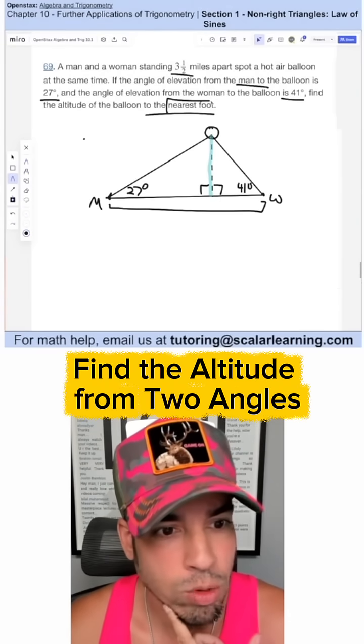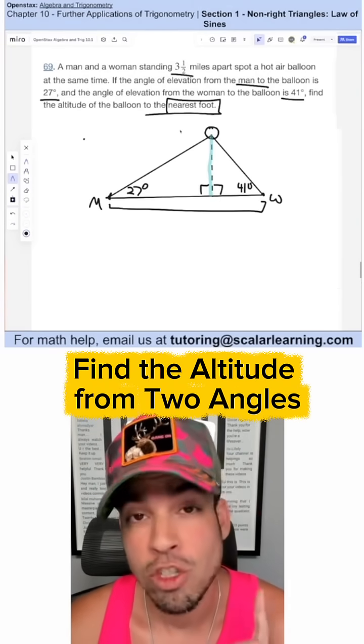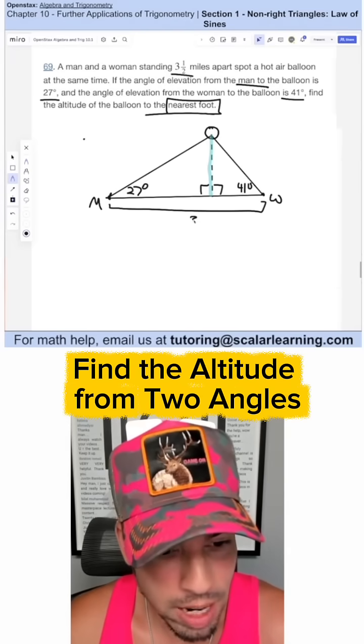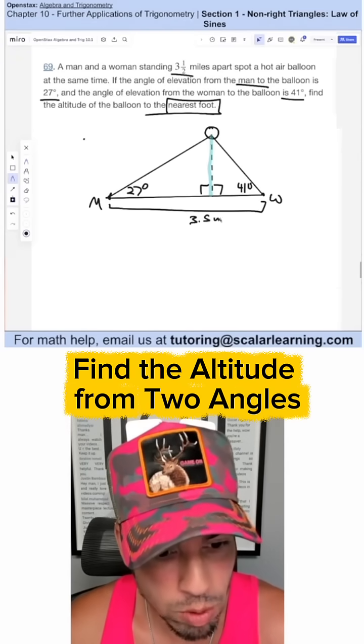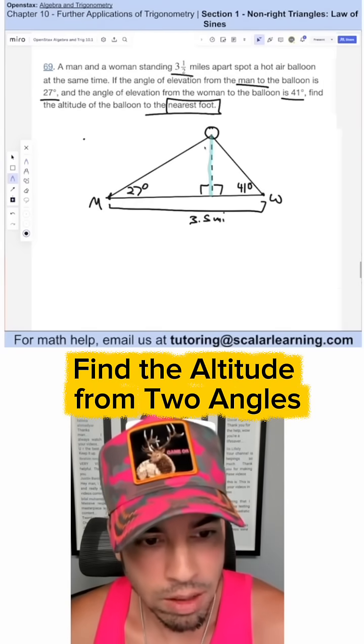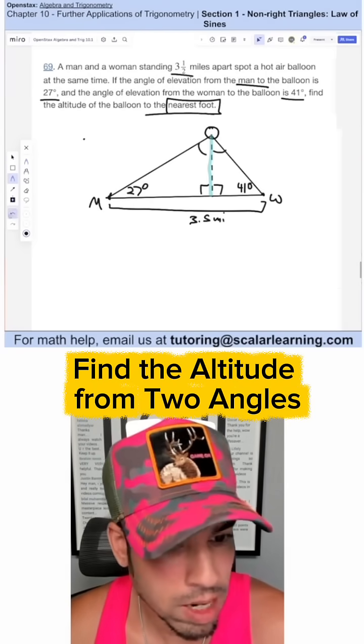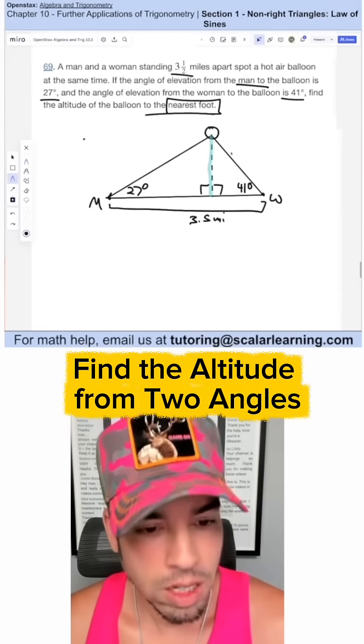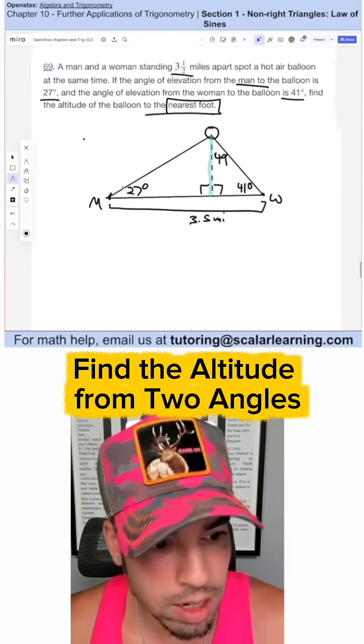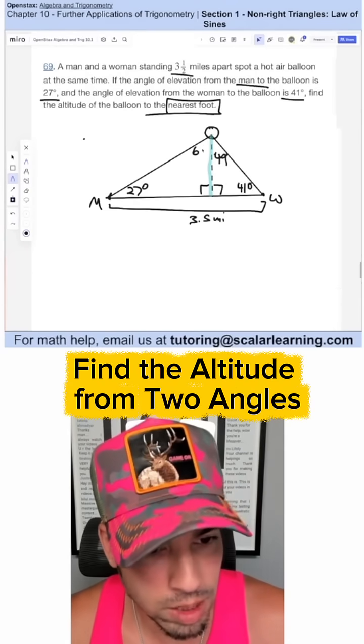Now, since we're trying to figure this out in feet, just remember that at the end, we're going to have to convert this back to feet. Okay, we're solving in miles, but we will end up in feet. Now, what I can do next is fill in this angle up top and this angle up top using the triangle angle sum theorem. If this is 41, this is 49. If this is 27, this is going to be 63.